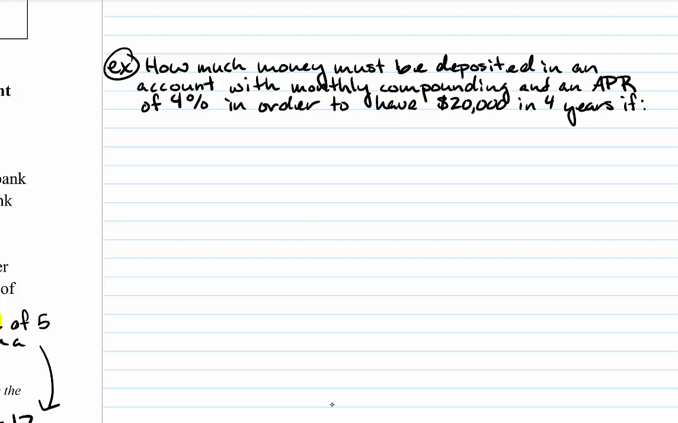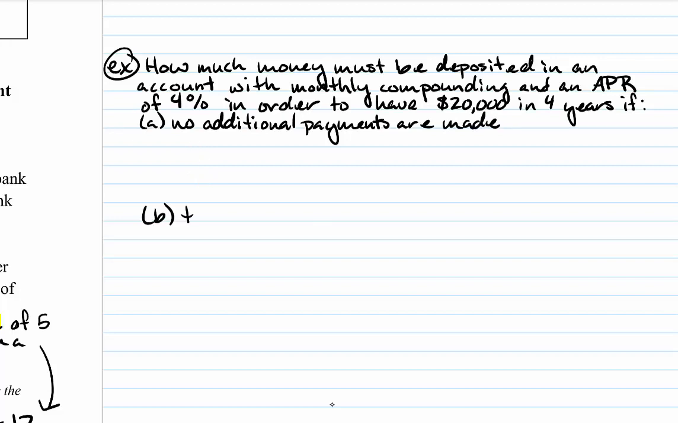I'm going to give you a couple of scenarios. If no additional payments are made. The second condition, so skip a few lines in your notebook, please. The second scenario we'll consider is, what if the same deposit is made each month. So these are our two circumstances.